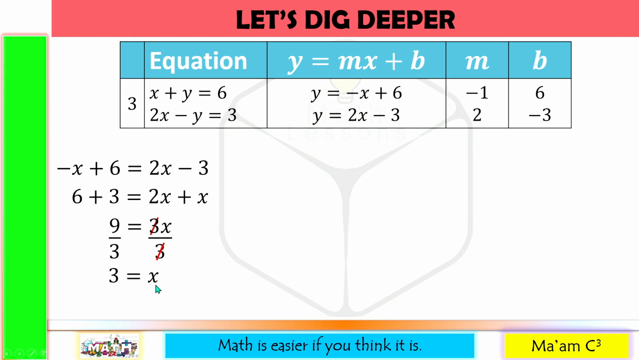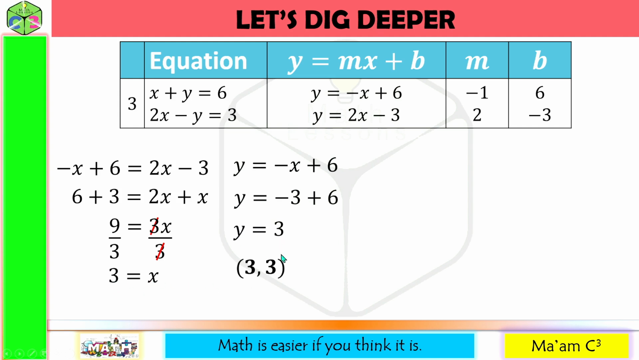Since we already know the value of x, let us substitute this to any of the equations here. Let me use the first one. Substituting 3 for x here, negative 3 plus 6 is equal to positive 3. So our y is equal to 3. Therefore, our point is (3, 3). So this point satisfies both of the equations.